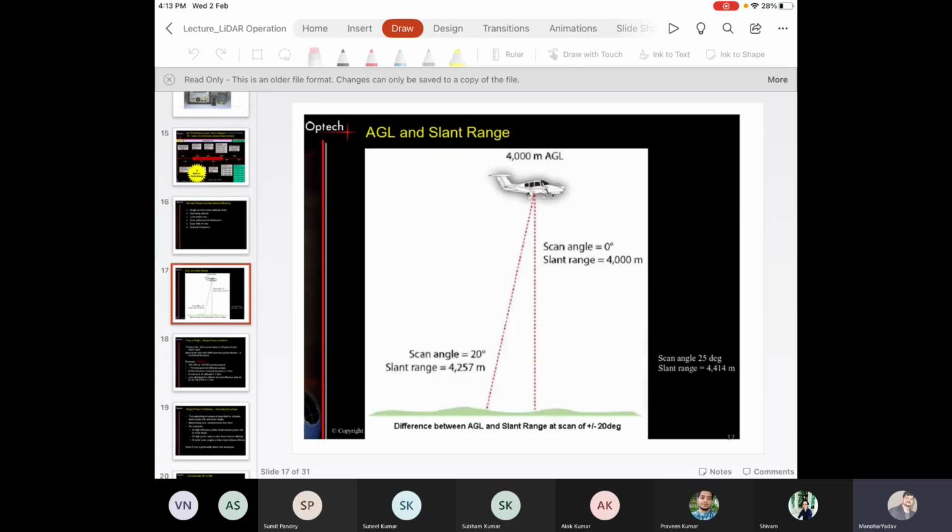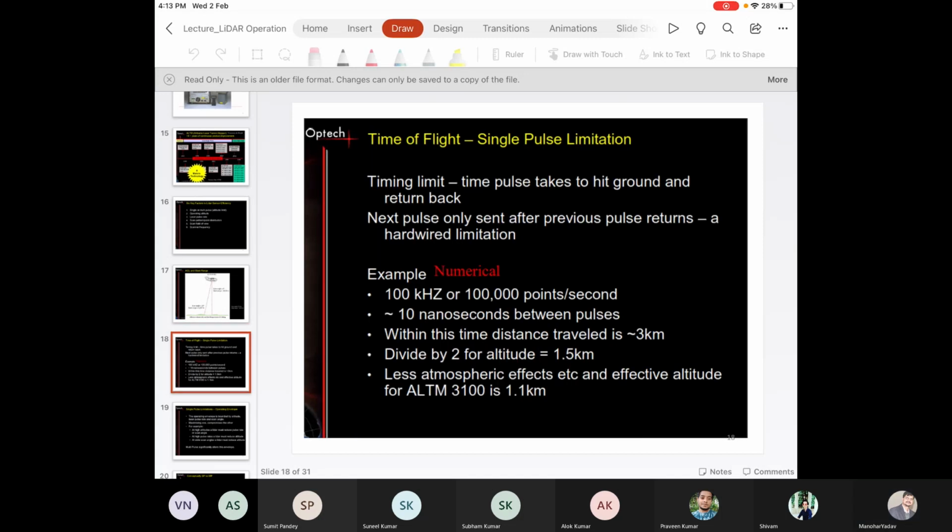And as you see, they are depicted over here. So AGL stands for above ground level. The aircraft is flying at a height of 4 kilometer. And these parameters are shown, like at 20 degree off nadir, the slant range becomes 4,257 meter. Okay.